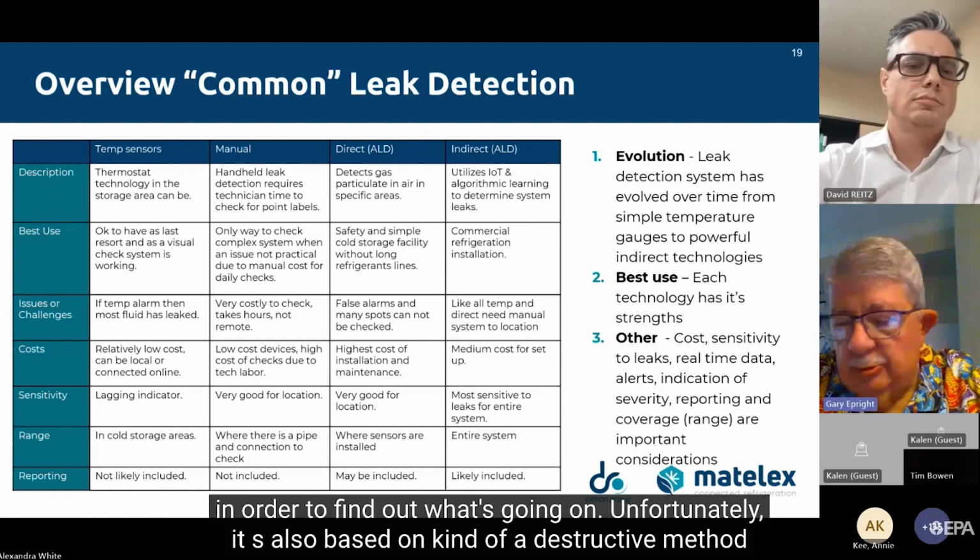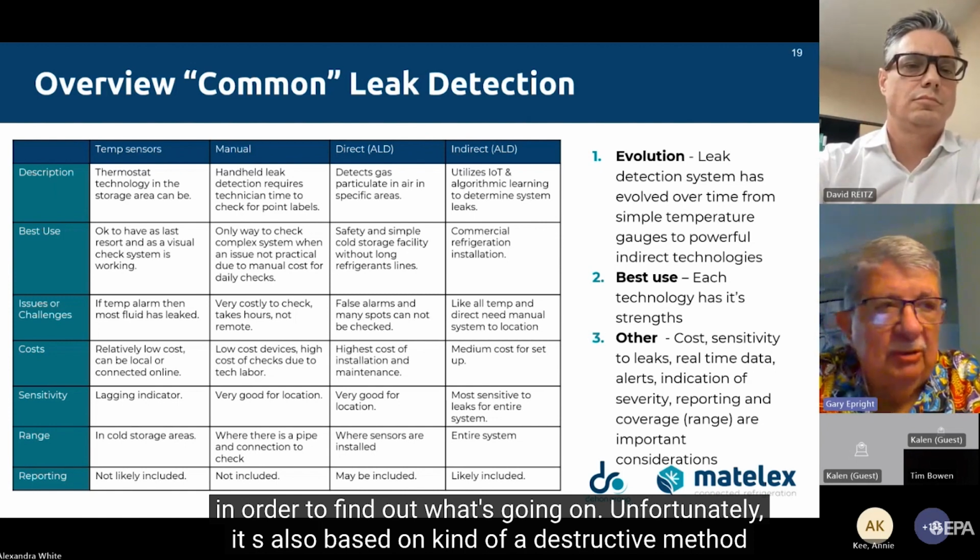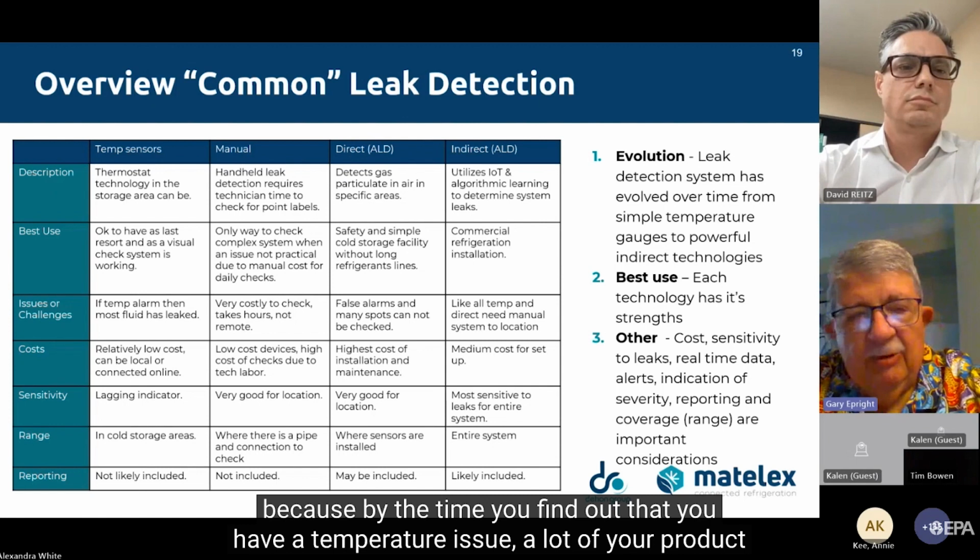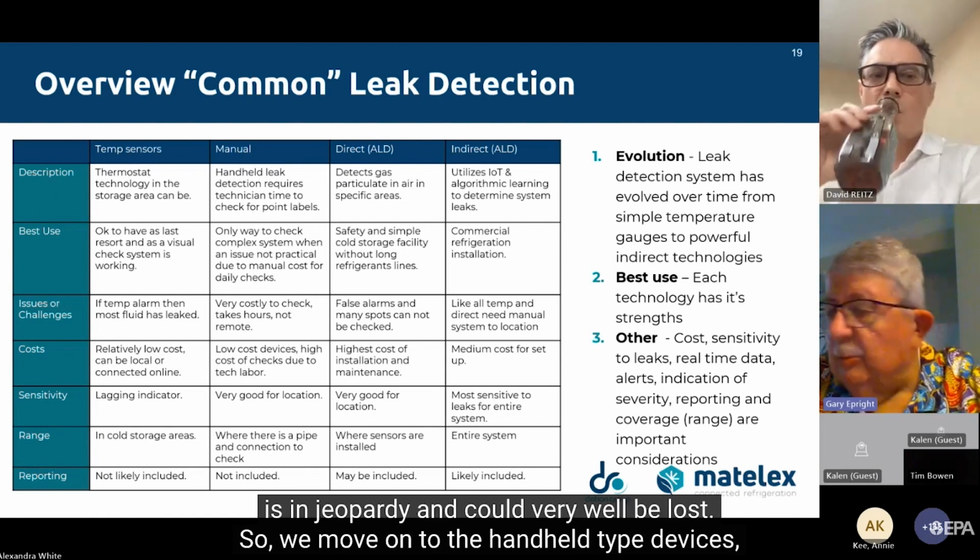Unfortunately, it's also based on kind of a destructive method, because by the time you find out that you have a temperature issue, a lot of your product is in jeopardy and could very well be lost.